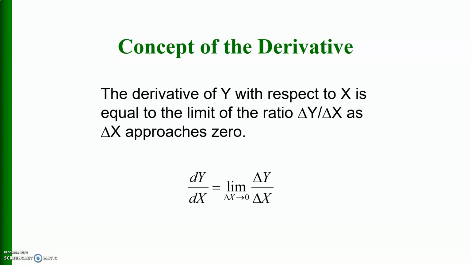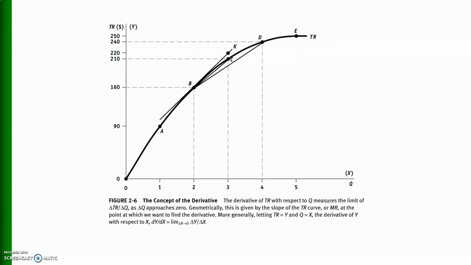The derivative of a variable y with respect to x is equal to the limit of the ratio delta y divided by delta x as delta x approaches 0. So dy over dx is equal to delta y over delta x. This is the concept of derivative, and here the derivative of total revenue with respect to q measures the limit of delta TR divided by delta Q as delta Q approaches 0, and geometrically this is given by the slope of the total revenue curve or marginal revenue at that point at which we want to find the derivative.